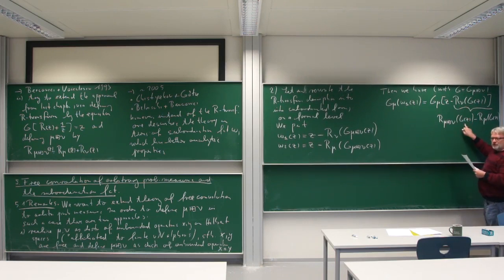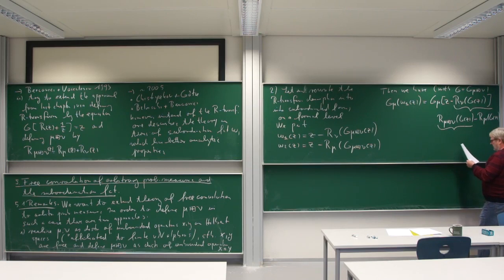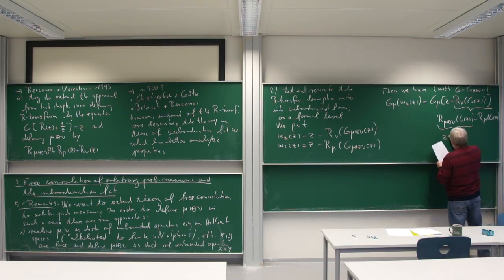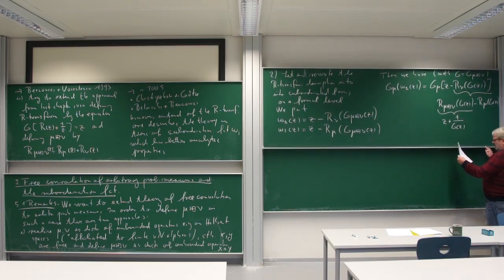Okay, now this term is a nice term, because this corresponds to the measure mu plus nu, and the R transform plus 1 over z and the G transform are inverses of each other. So if I plug this in, then this is z plus 1 over G of z. Because R of the Cauchy transform minus 1 over the Cauchy transform is equal to z. That's just the equation that the R transform plus 1 over z and the Cauchy transform are inverses of each other. Good. Okay, so we have this.